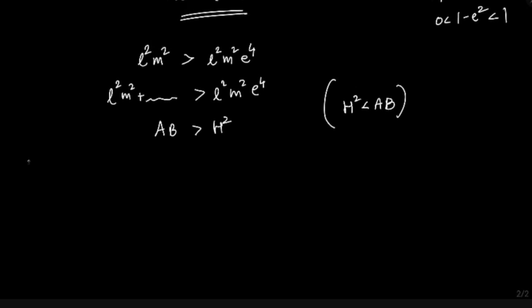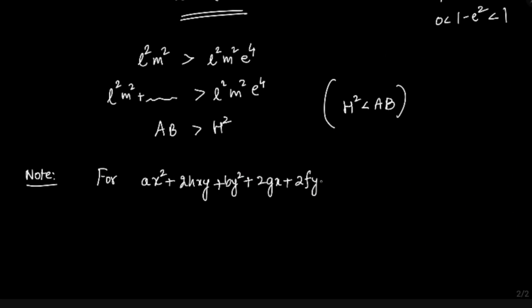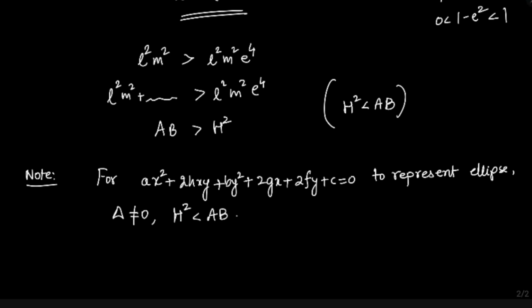Right. So what is the point to note here? For ax square plus 2hxy plus by square plus 2gx plus 2fy plus c is equal to 0, for this equation to represent an ellipse, what is the condition? First of all, we should not be able to split it into two line equations, so delta is not equal to 0. Second condition is h square should be less than AB. So h square less than AB is basically a reflection of eccentricity between 0 and 1. Clear? Let's move to the next one.